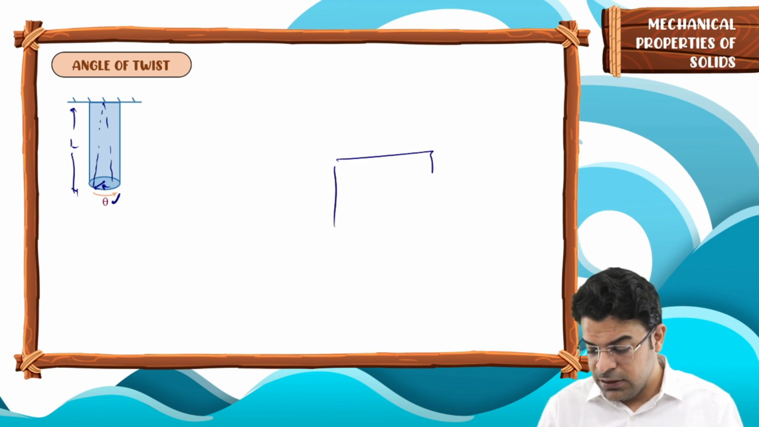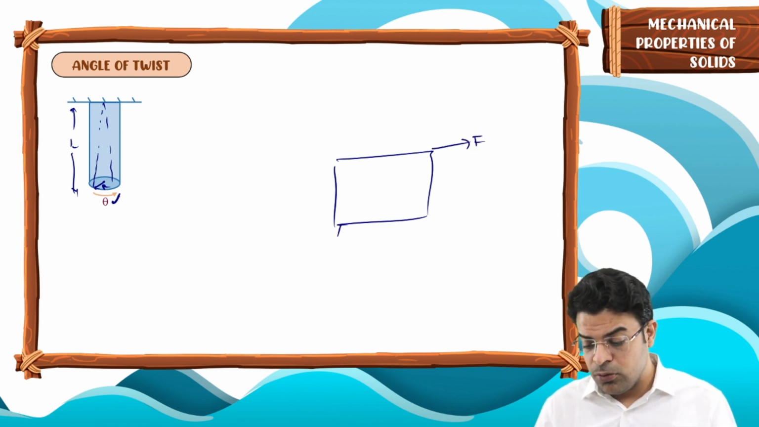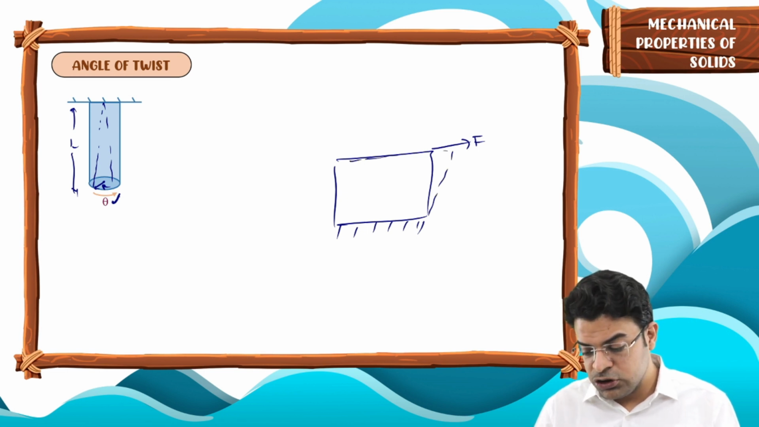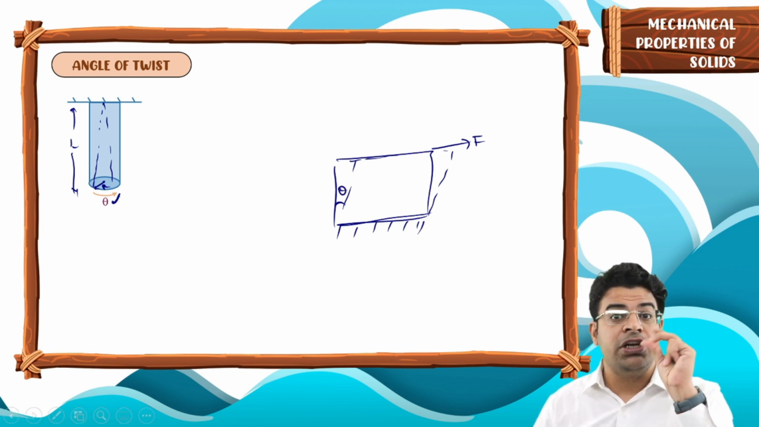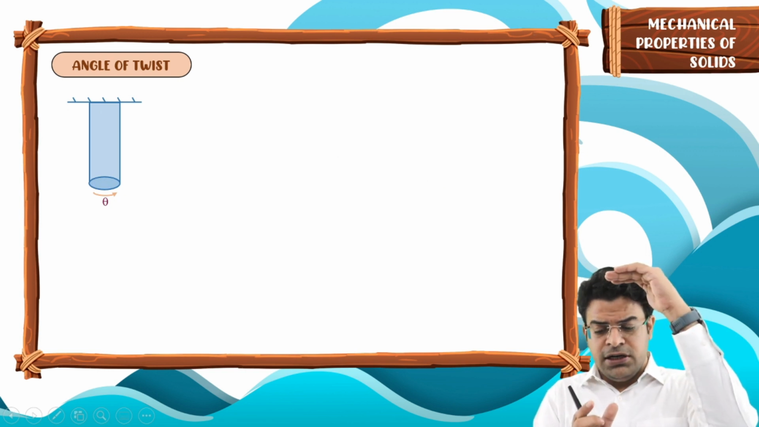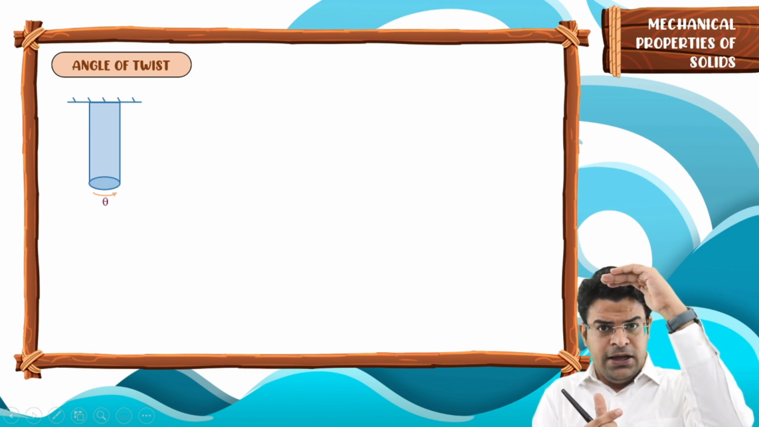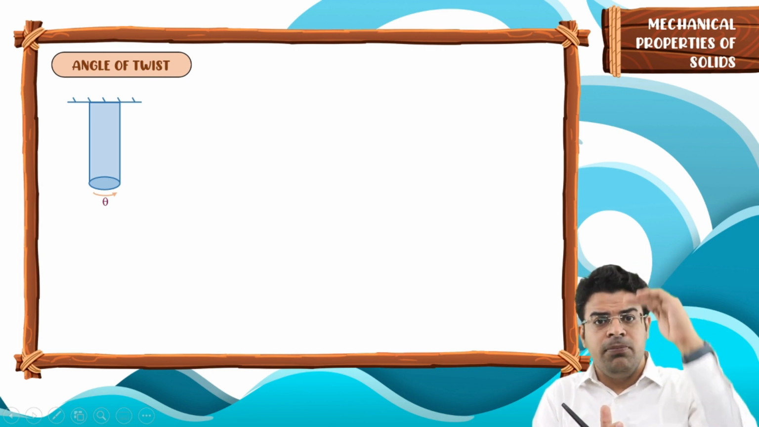Just like in the case of a cuboid, if a force is applied at the topmost point, keeping the lowest one fixed, we know that the shape of this cuboid changes, giving us an angle theta, which for small values of theta represents the shear strain. So what is the angle of twist? The distance moved by the lowest layer with respect to the top layer upon the length between them.